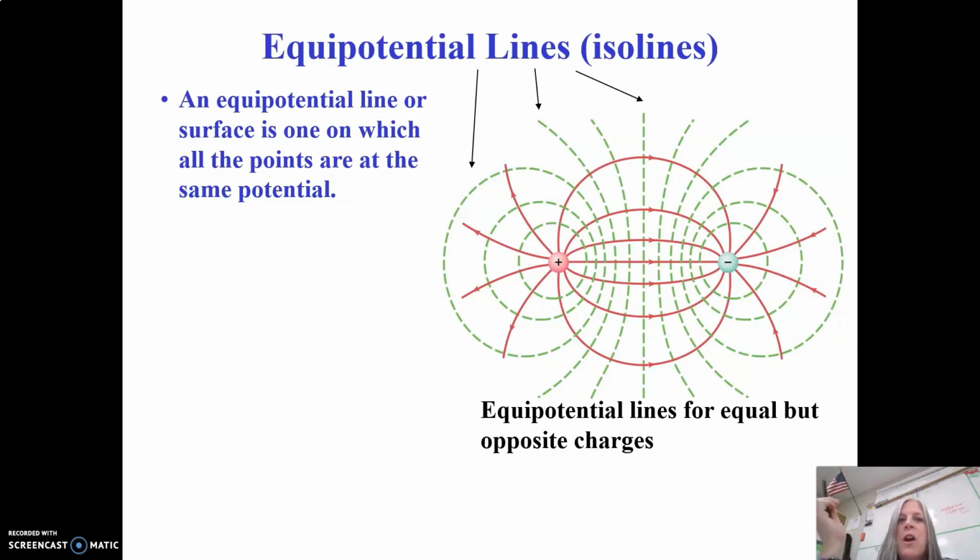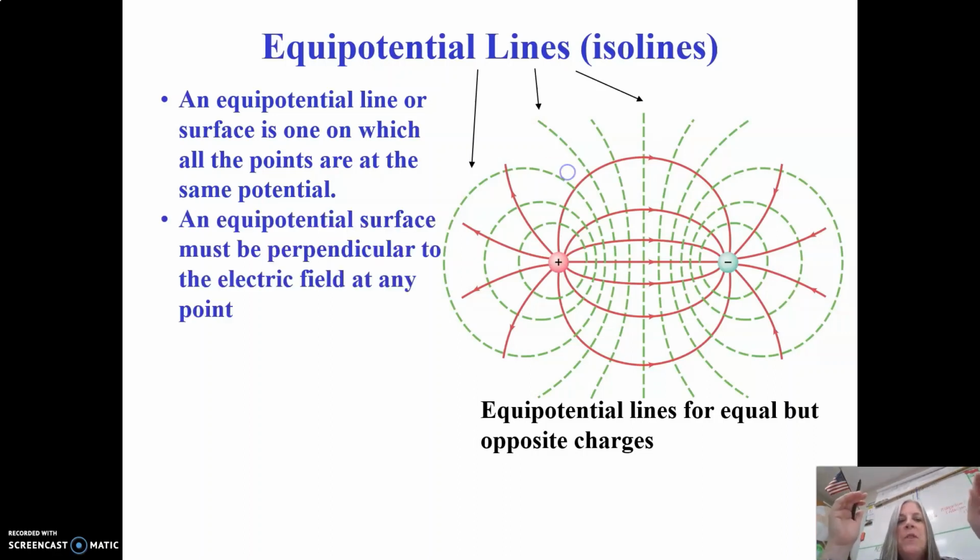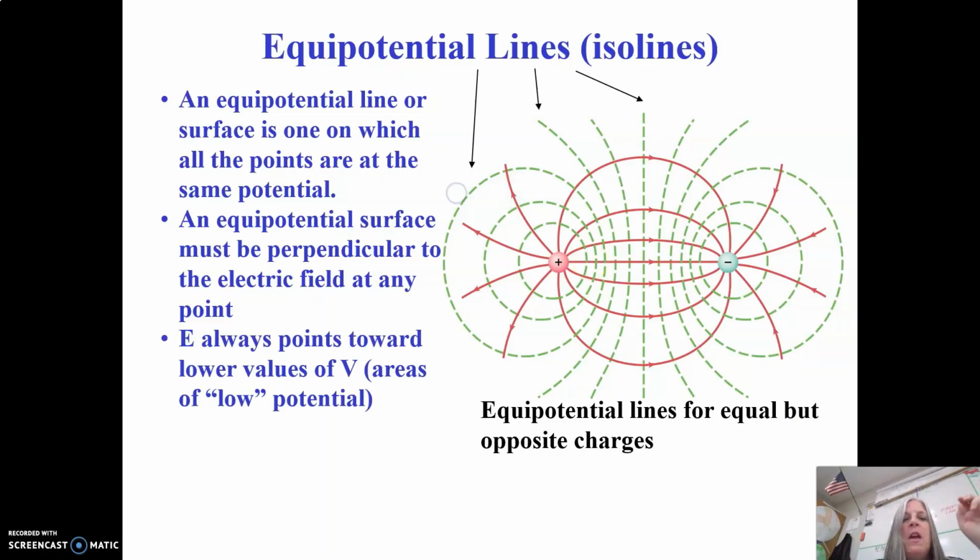There's a couple rules for drawing equipotential lines. Again, an equipotential line is a line or a surface where all the points have the same potential. They are always perpendicular to the electric field lines at any point. So any intersection here between these green and red lines has to be perpendicular. The electric field always points towards areas of low potential. So, right, electric field lines always point from positive to negative. So they're always going to point towards areas of low potential because areas around negative charges are areas of low potential.